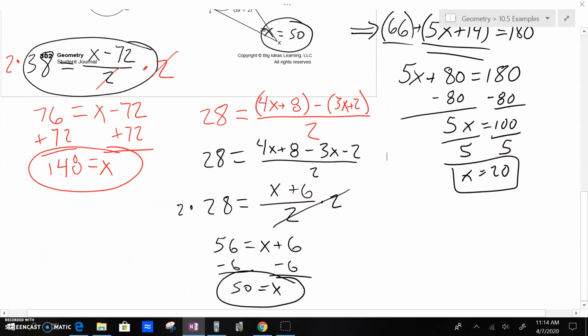So that's it. That is working through all the examples associated. What we'd like you to do now is try the practice problems on practice A for 10.5 and check your solutions, and then go on to tackle the homework.